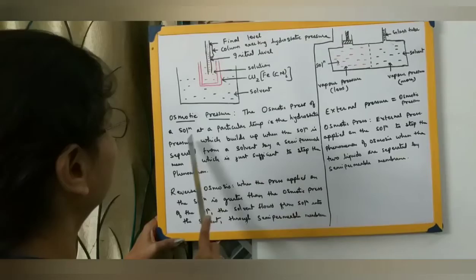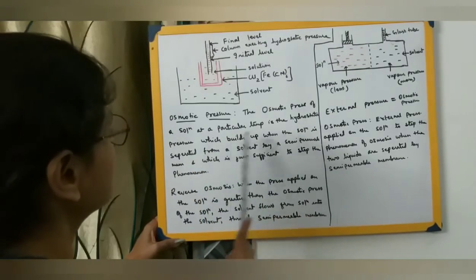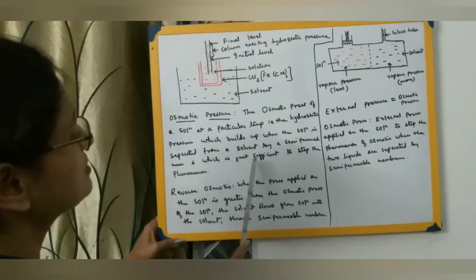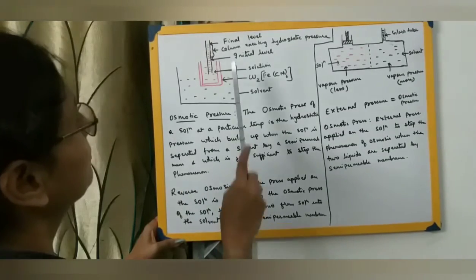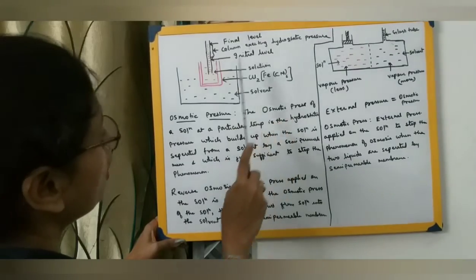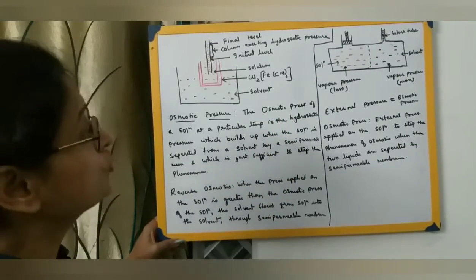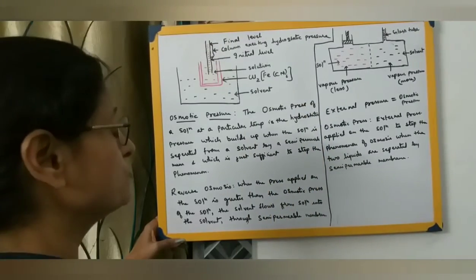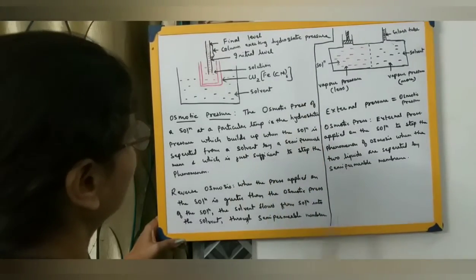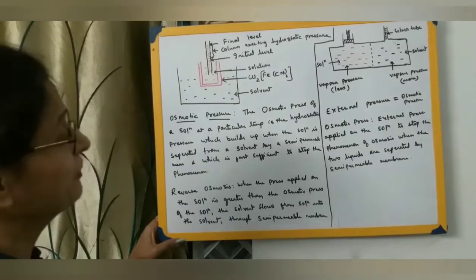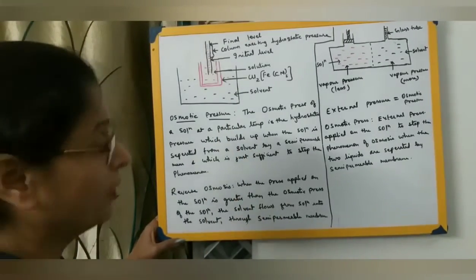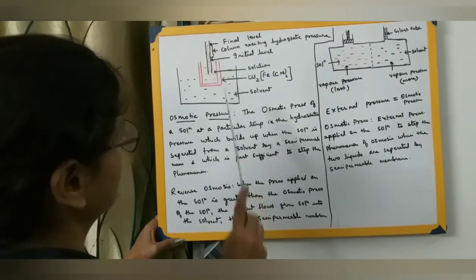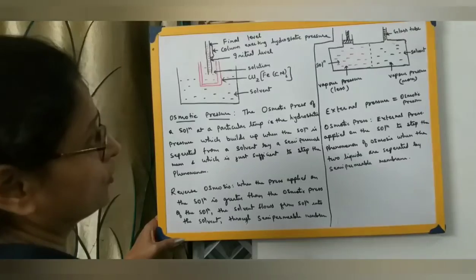It is the hydrostatic pressure which builds up when the solution is separated from a solvent by a semi-permeable membrane, and which is just sufficient to stop the phenomenon. That is, this hydrostatic pressure is stopping the phenomenon of osmosis. So this hydrostatic pressure which is stopping osmosis is called the osmotic pressure. That is, after some time the process of osmosis stops, when this hydrostatic pressure becomes equal to the driving force which is acting on the solvent molecules.